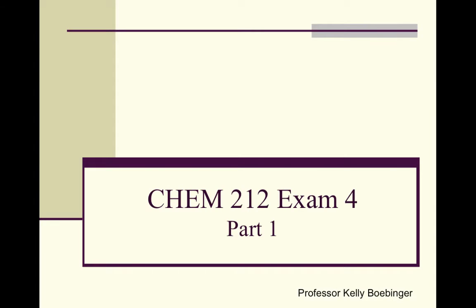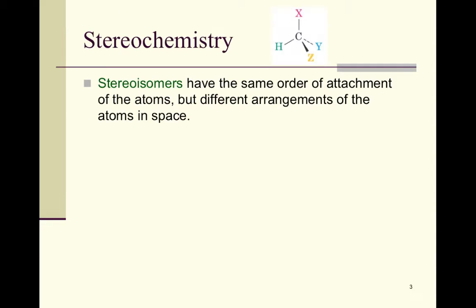Organic Chemistry, Chem 212, Exam 4 Material, Part 1. Stereochemistry. Stereoisomers have the same order of attachment of the atoms, but different arrangements of the atoms in space.